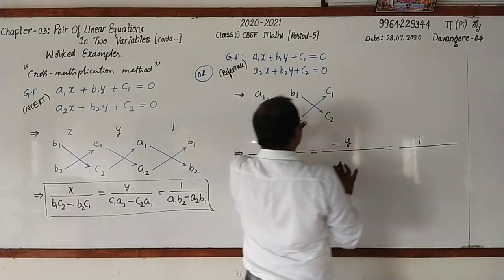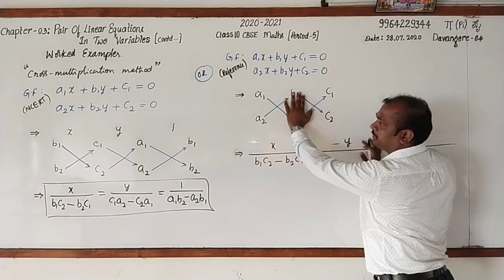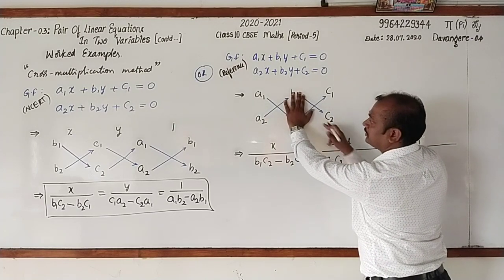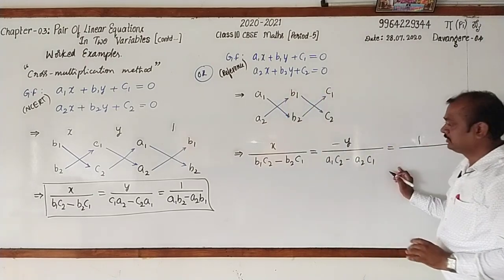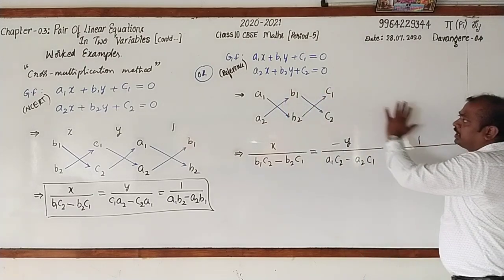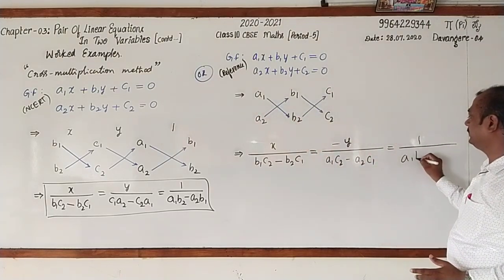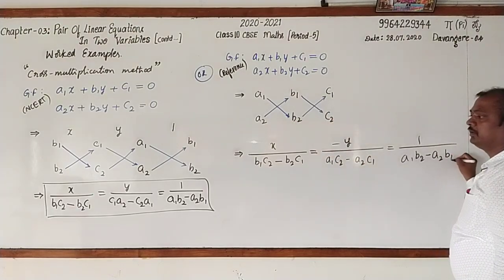Next, with respect to y, write minus y and leave the coefficients B1 and B2. Remaining, A1 C2 minus A2 C1. Clear? Next, constant: leave C1 and C2. Remaining, A1 B2 minus A2 B1.